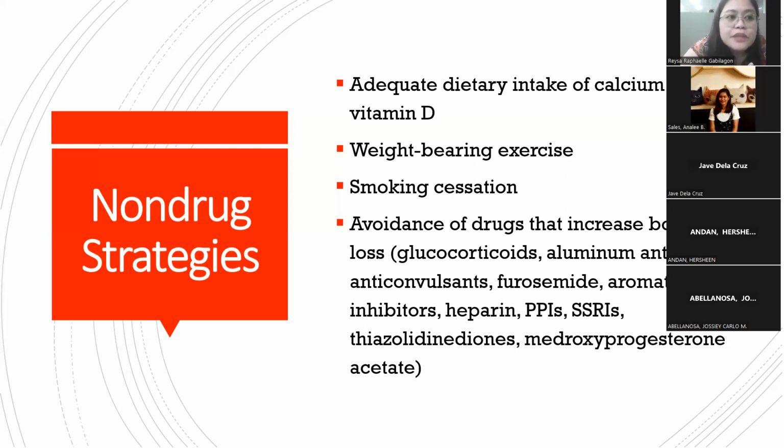And then, aluminum antacids class can increase bone loss. The aluminum itself can impede the bone mineralization for our calcium, our anticonvulsants, furosemide, yung ating loop diuretics, aromatase inhibitors, will have the separate discussion for that. And then we have heparin, the PPIs, the proton pump inhibitors, the SSRIs.